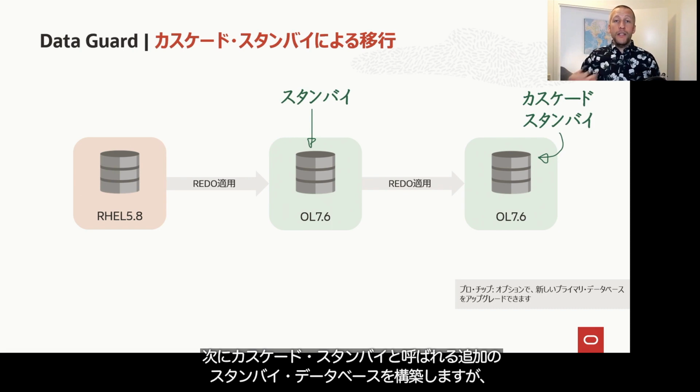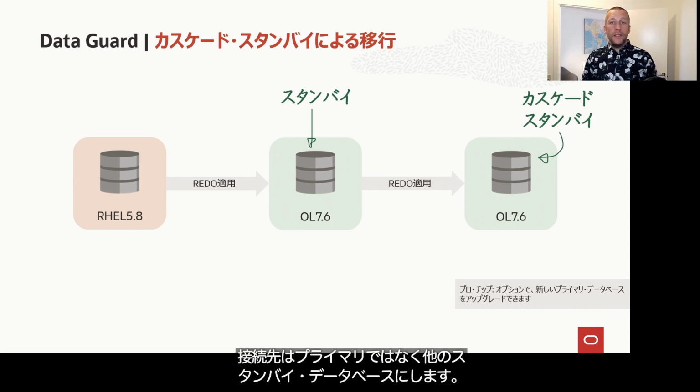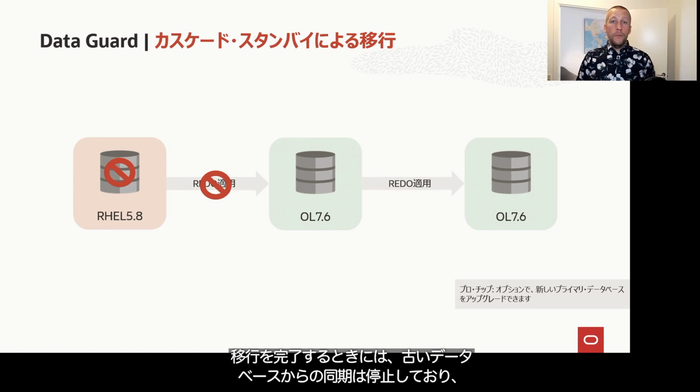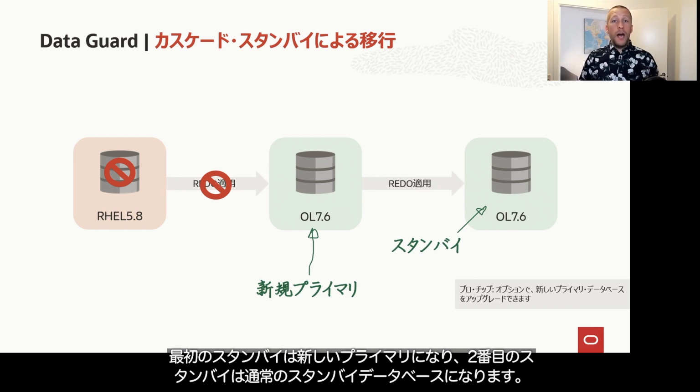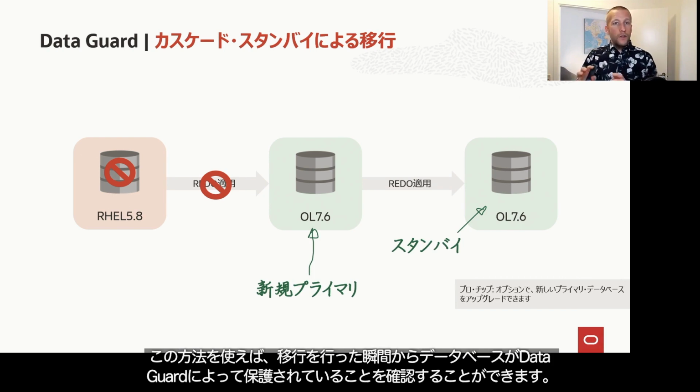You then build an additional standby database, a cascading standby, but you connect that to the other standby database, not the primary. When it's time to complete the migration, you stop the synchronization from the old database, and the first standby now becomes the new primary, and the second standby is now a regular standby database. So by using this approach, you can ensure that your database is protected by DataGuard from the second that you do the migration.